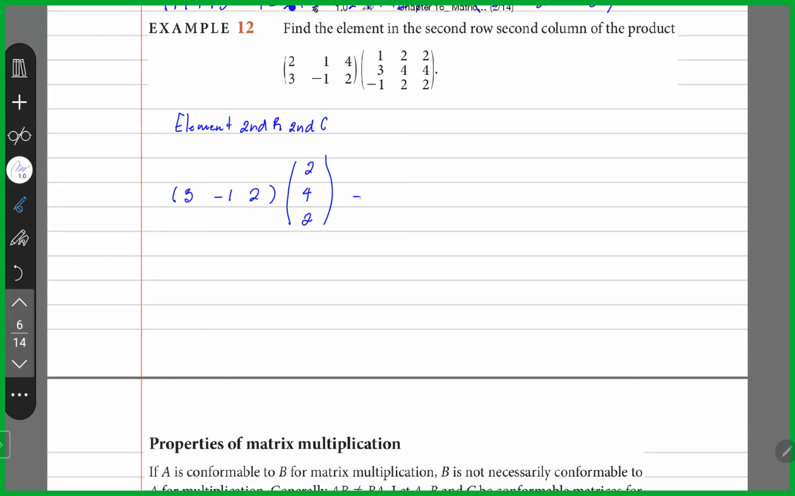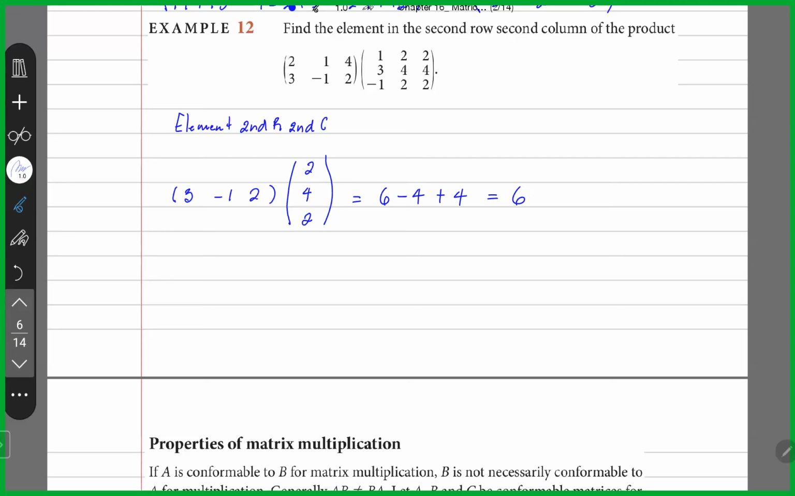You multiply a row by a column, so it's the first element in the row times the first element in the column. So this would be 3 times 2 is 6. Minus 1 times 4, minus 4. 2 times 2 is 4. And the answer is 6.